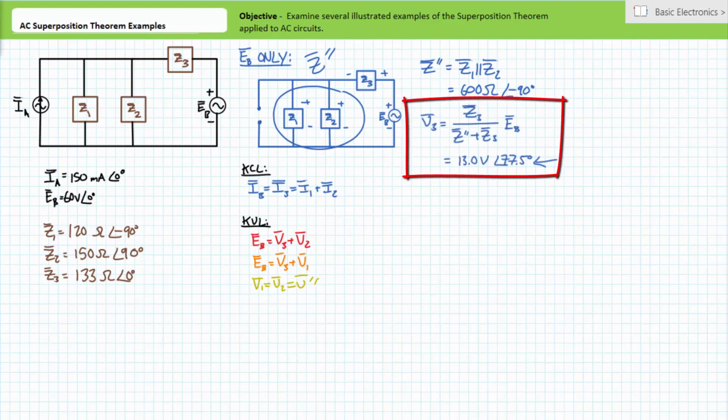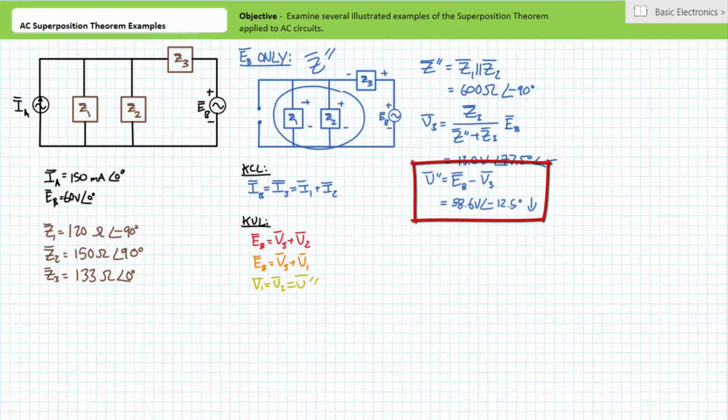An application of the voltage divider rule demonstrates V3 to be 13 volts at an angle of 77.5 degrees, oriented positive to negative, right to left. Application of Kirchhoff's voltage law demonstrates V double prime to be the remaining 58.6 volts at an angle of negative 12.5 degrees, oriented positive to negative, top to bottom.